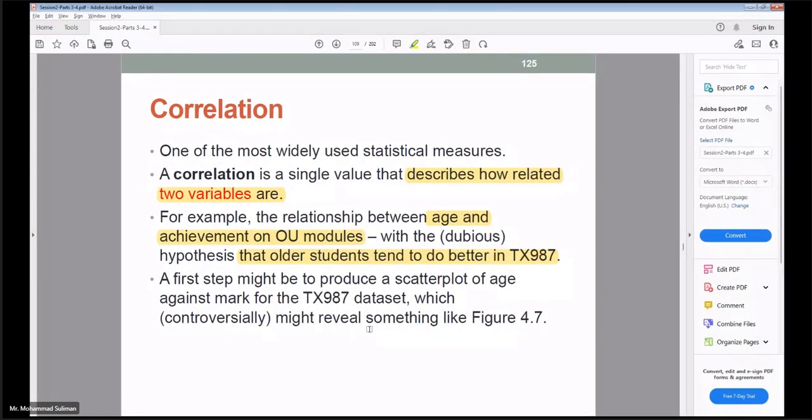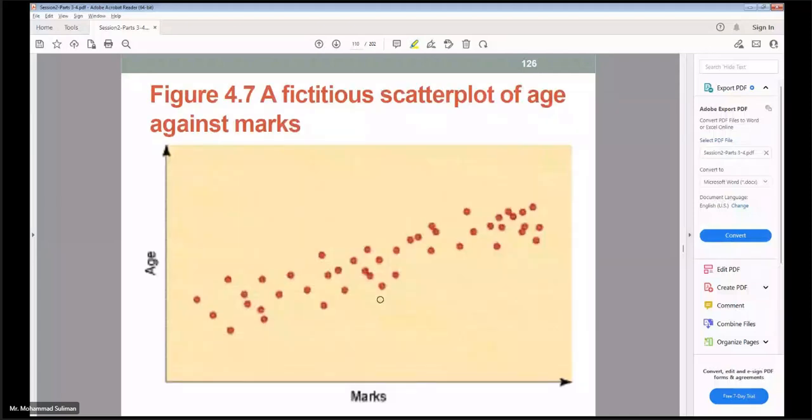These are two variables. Now you generate a relationship between these two variables based on the hypothesis that the older students, the students who have the higher age, will get good marks in this course. So the first step is to produce a scatter plot of age against the marks in this data set, which can be something like this. You can see in the plot that the low ages are getting low marks, and the high ages are getting high marks.